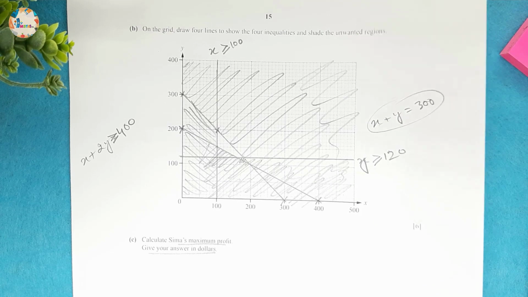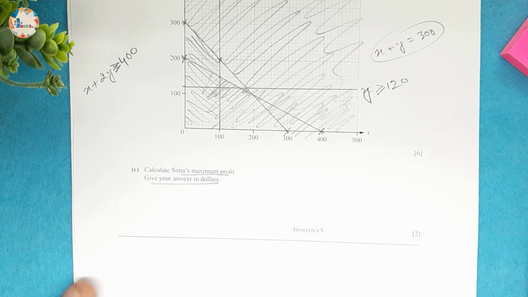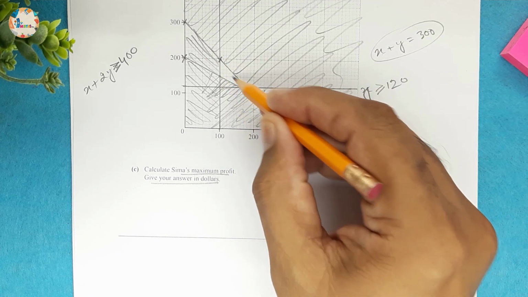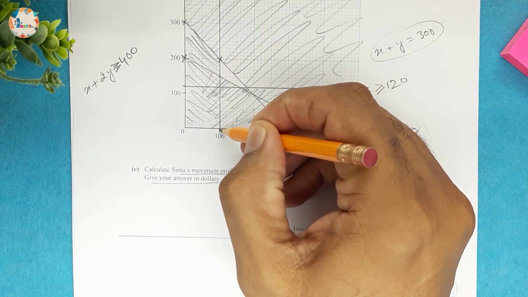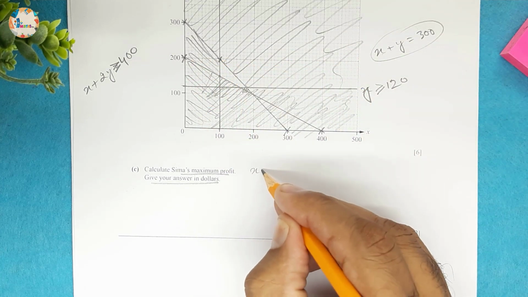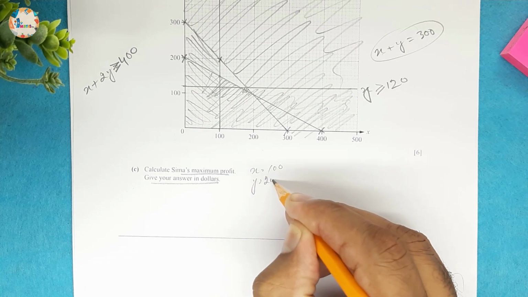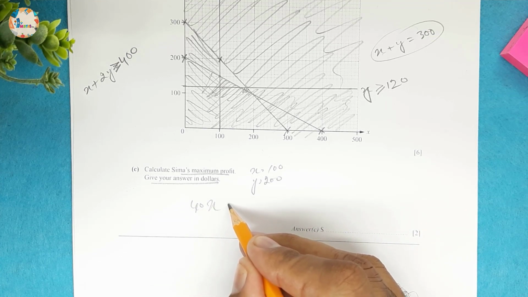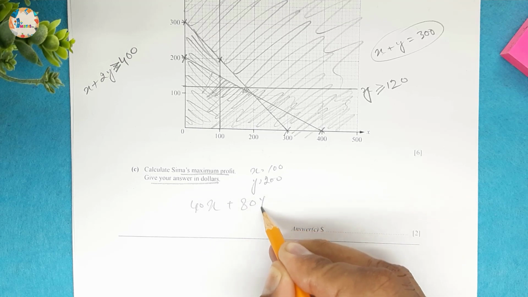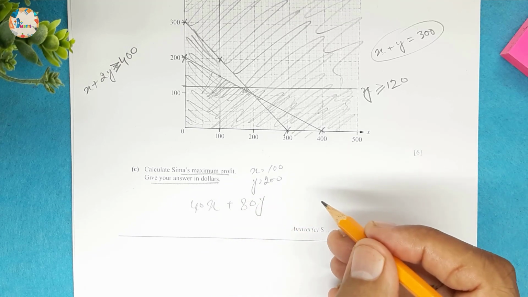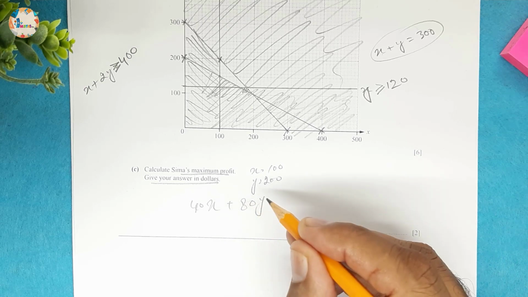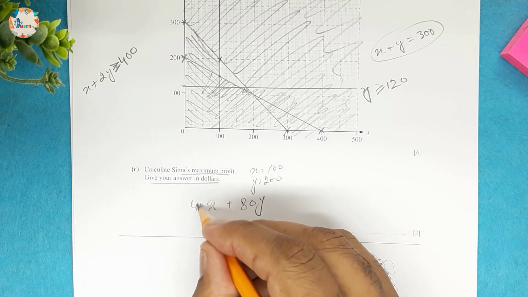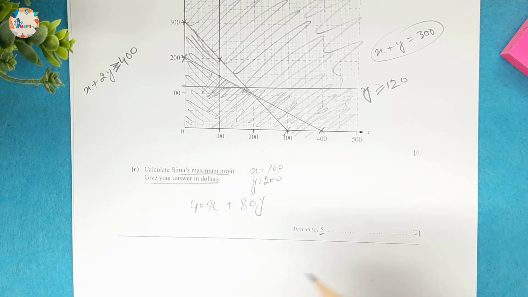Now for this C part, calculate SEMA's maximum profit, give your answer in dollars. So we can identify, basically from this triangle, the region which has x value 100 and y value 200. So x is equal to 100, y is 200, and we know 40x plus 80y. This is in cents, so we can change into dollars, because the answer we need is in dollars.